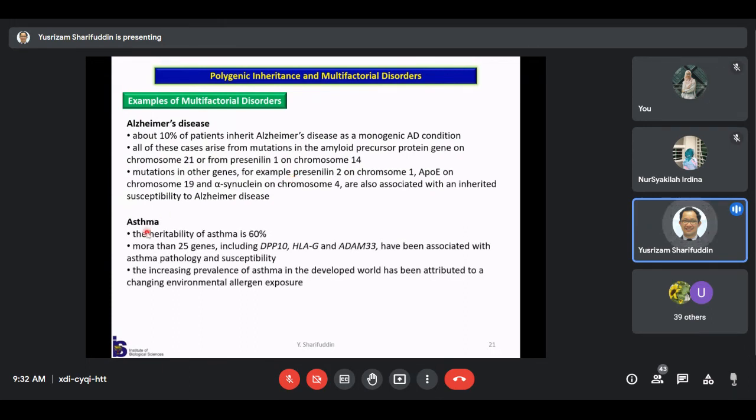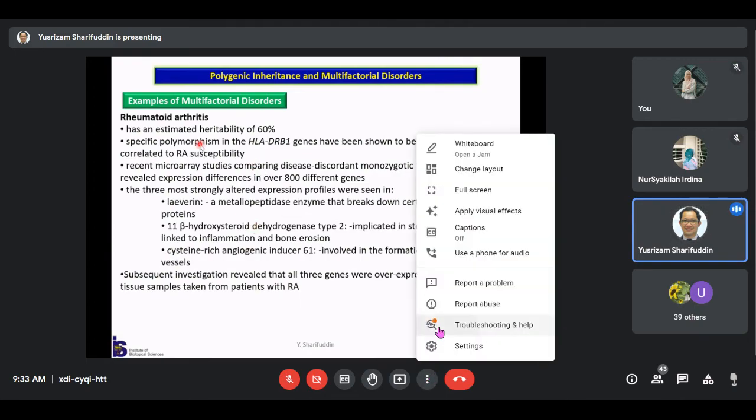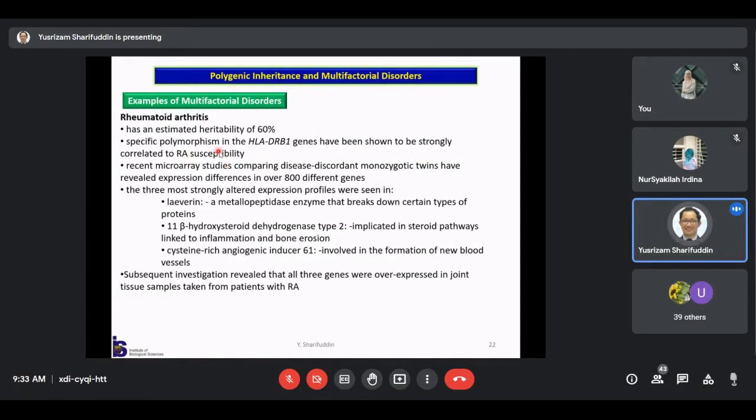Asthma heritability is about 60%, but more than 25 genes, including those listed there, have been associated with asthma pathology and susceptibility. The increasing prevalence of asthma in the developed world has been attributed to a changing environmental allergen exposure. So here again, you have a lot of genes which have been associated to development of asthma and asthmatic attacks in patients. Rheumatoid arthritis, heritability is 60%. So again, you have involvement of HLA genes shown to be strongly associated with rheumatoid arthritis susceptibility.